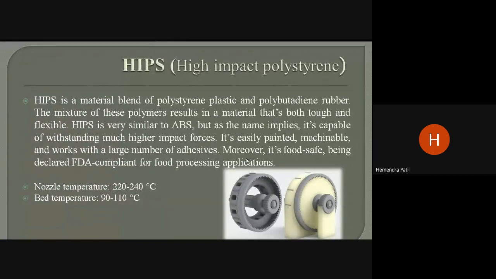Moreover, it is food safe and declared FDA compliant for food processing applications, meaning it has a biocompatibility certificate. And the nozzle temperature for HIPS is 220 to 240 degrees Celsius, and the bed temperature requirement here is 90 to 110 degrees Celsius.